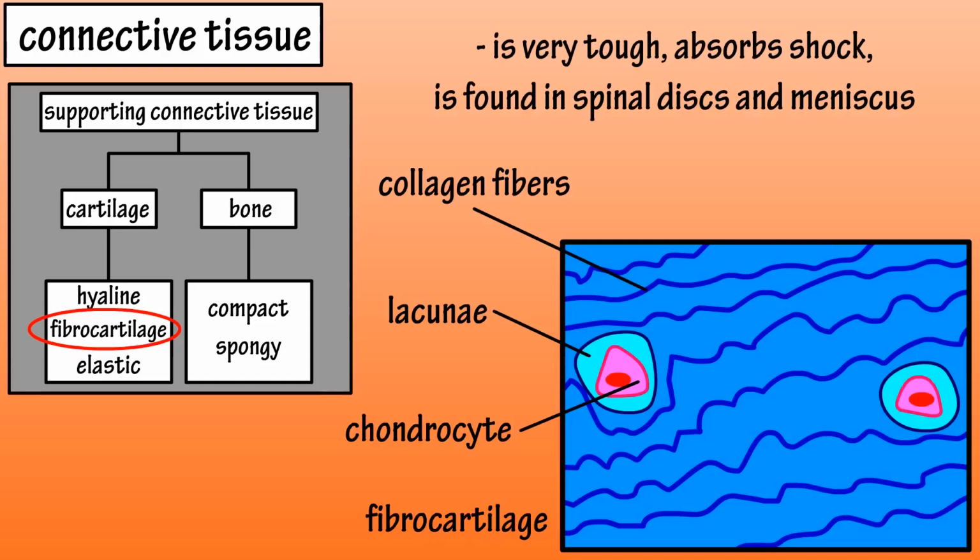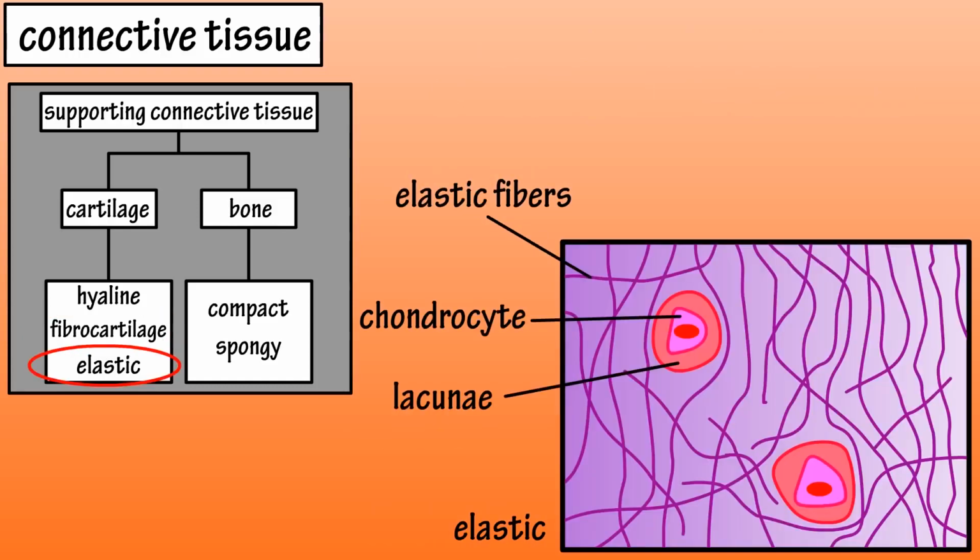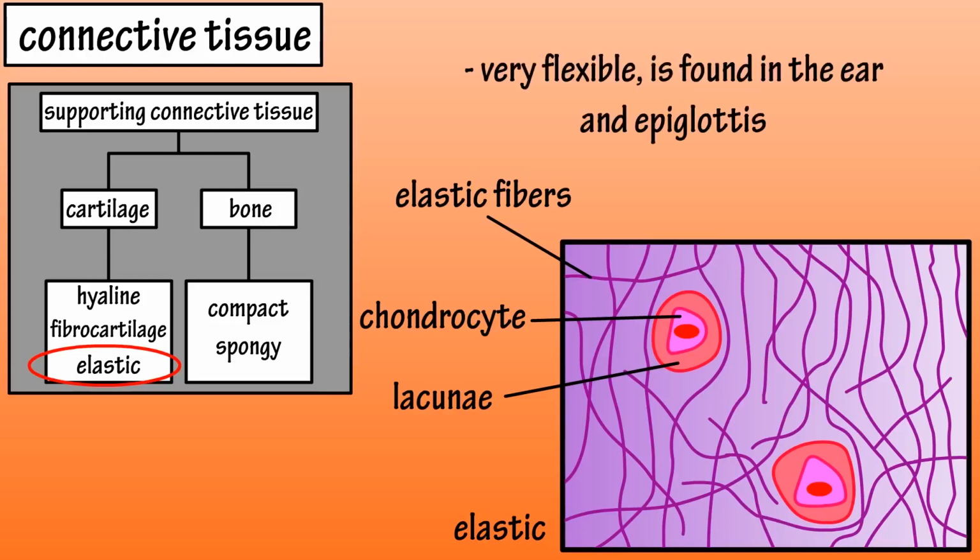The third type of cartilage is elastic cartilage. Elastic cartilage contains some collagen fibers and a high number of elastic fibers, and it also has chondrocyte cells and lacunae. This cartilage has a high degree of flexibility and can be found in the external ear and in the epiglottis, which prevents swallowed food from entering the trachea.